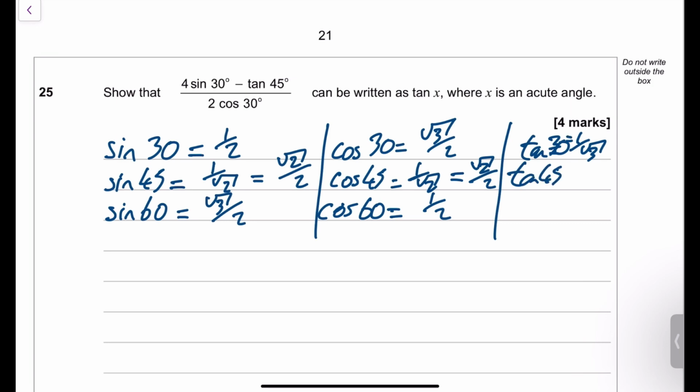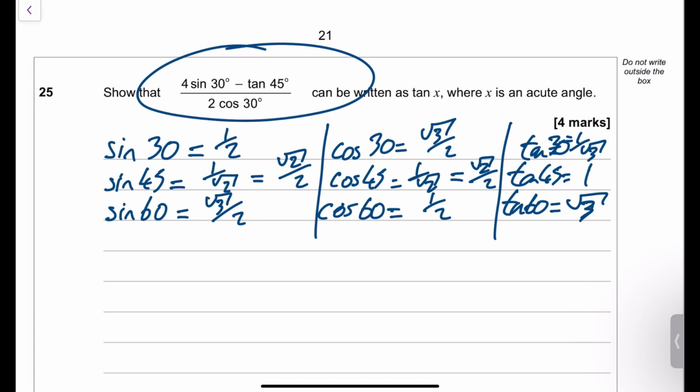Your tan of 45 is going to be 1 over root 2 divided by 1 over root 2. So something divided by itself is just going to be 1. And tan of 60 is just going to be this one divided by this one, which is going to give you root 3. Okay, right. No idea. I'm just going to get started with this question. So let's just write this down and work it out using those numerical values.